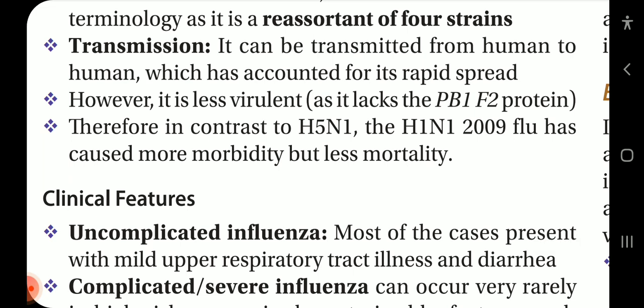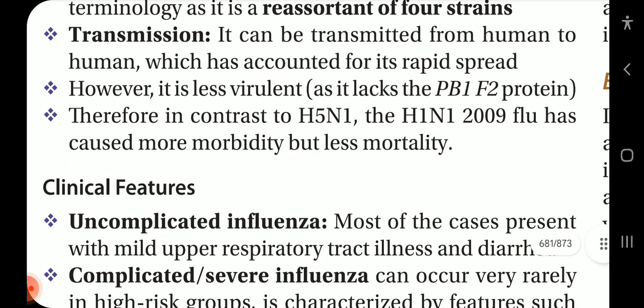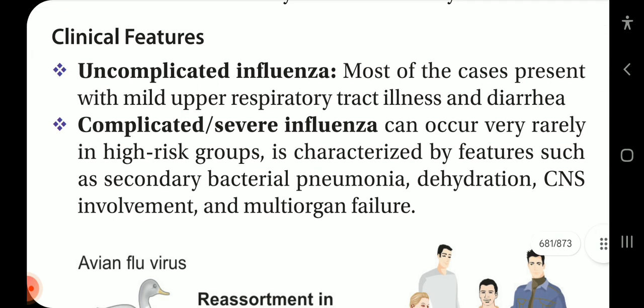Transmission: it can be transmitted from human to human, which has accounted for its rapid spread. However, it is less virulent as it lacks the PB1F2 protein. Therefore, in contrast to H5N1, the H1N1 2009 flu has caused more morbidity but less mortality.